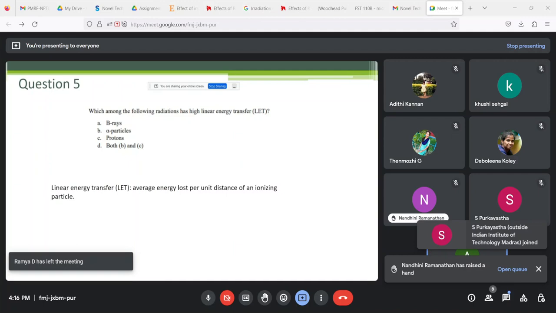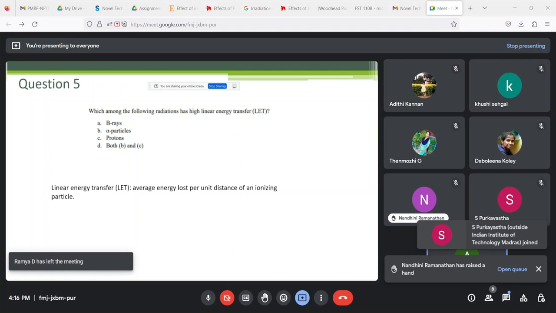So a linear energy transfer, or LET, is the average energy lost per unit distance of an ionizing particle. So when you're bombarding a food product with ionizing particles, there will be energy lost as it travels through the food particles. So there will be energy lost per unit distance. So the more the energy lost, the less distance it travels. The less the energy loss, the more distance it travels. So it is inversely proportional.